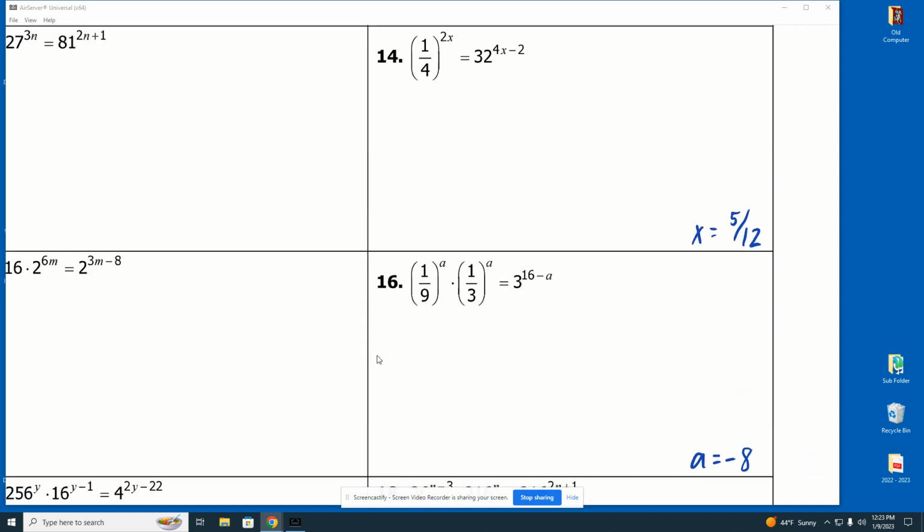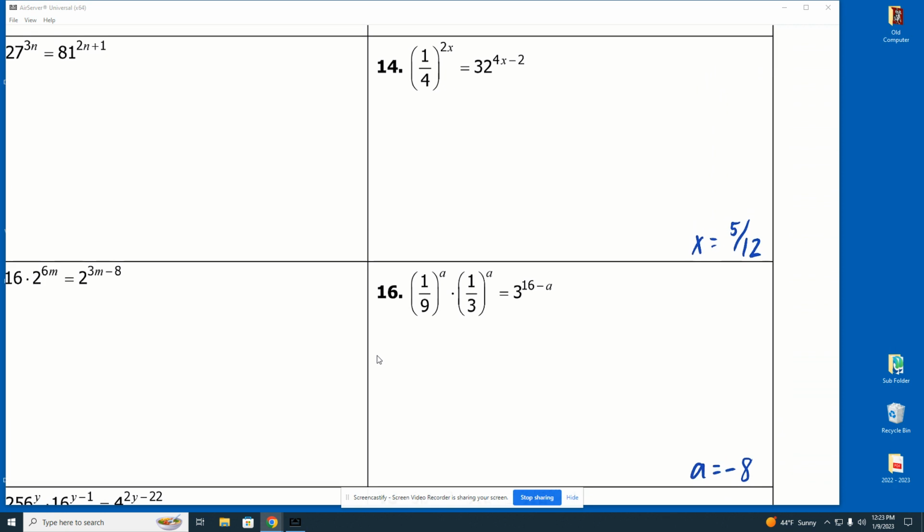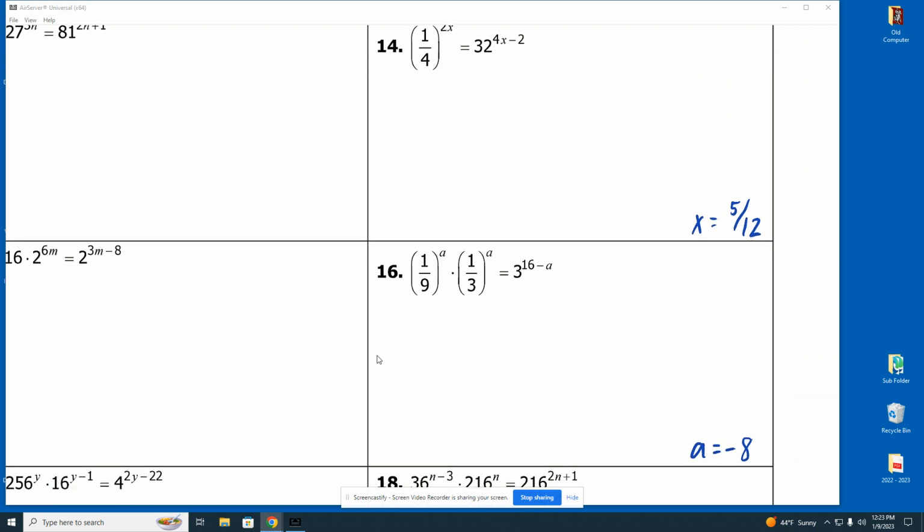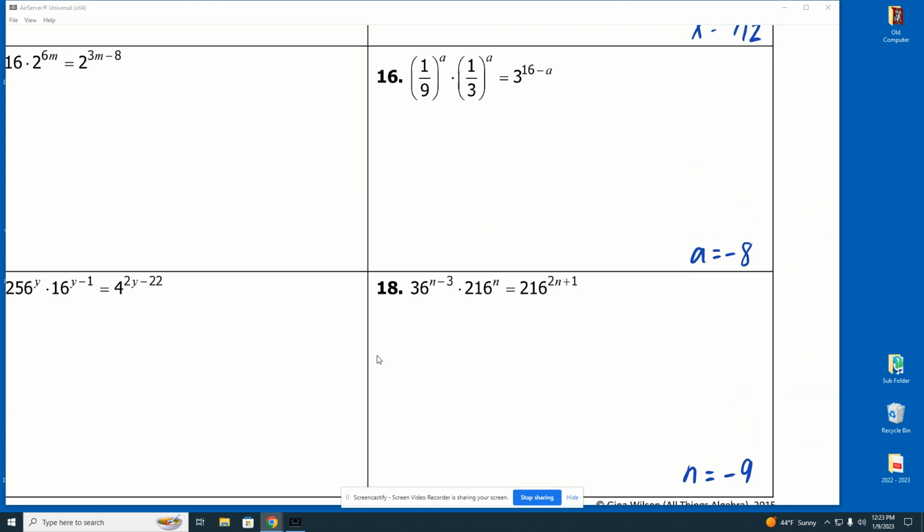Number 14 and 16. 14 was 5/12. That's the one I probably would have said was the hardest. 16 was negative 8. And the last one was negative 9.